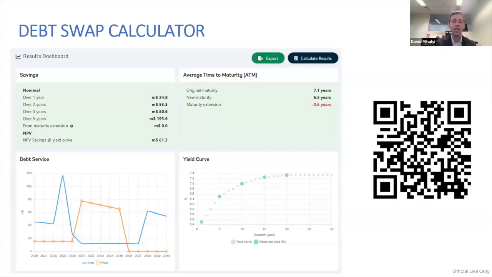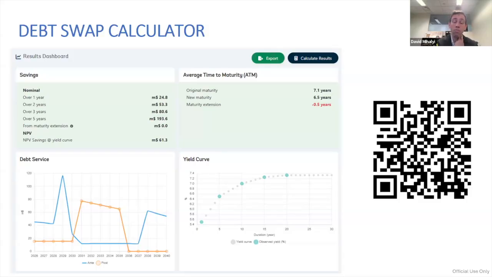and what is the new instrument that you issue, and you can see the savings, both in nominal terms, especially the nominal savings in the first few years for addressing liquidity cases, right? That's what you care about. Are you generating some space in the first few years? And you see that visually as well in the graph below, and then also in NPV terms across the whole distribution. And then also what you're doing to the maturity of your portfolio.